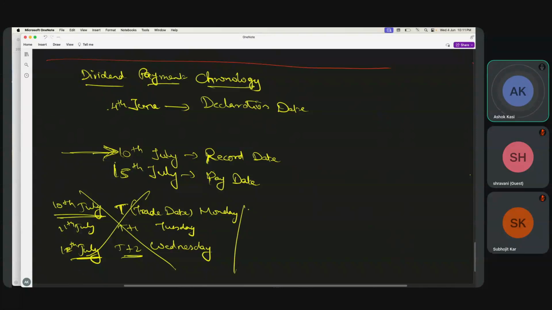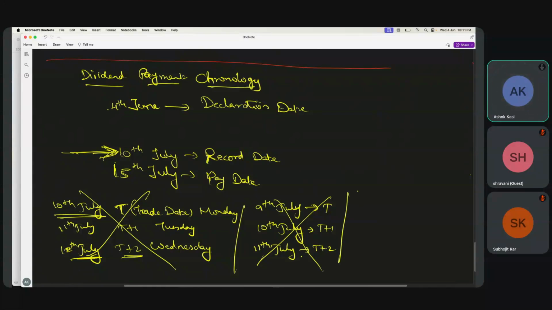What is the deadline? If he enters into the trade on 9th July, then this will be T. Then 10th July will be T plus 1, and 11th July will be T plus 2. So is this enough? The company says 10th July, but you are becoming the owner on 11th July. So you will miss out the dividend.